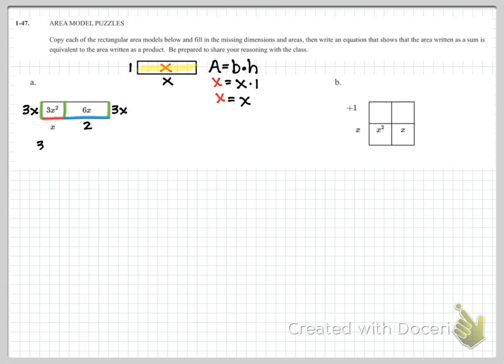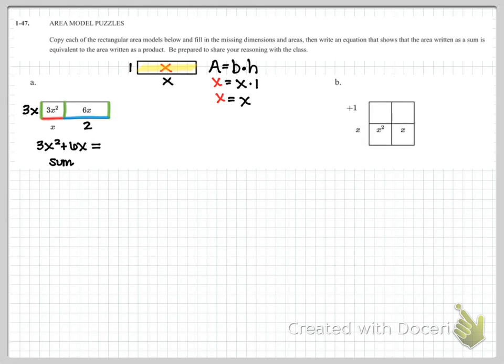The sum is the stuff on the inside. So the first tile was a 3x squared. The second tile was a 6x. Okay, there is the sum. Now we're going to set that equal to the product. Now I'm going to go back over here and get rid of this extra little 3x I put on the side because I don't want it to confuse me.